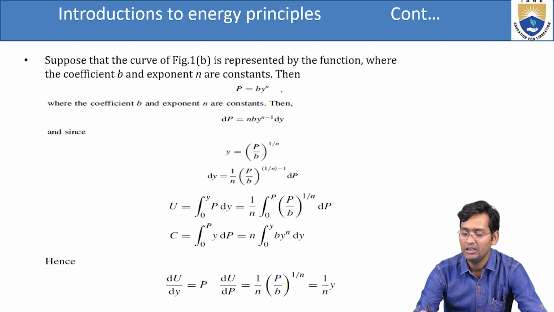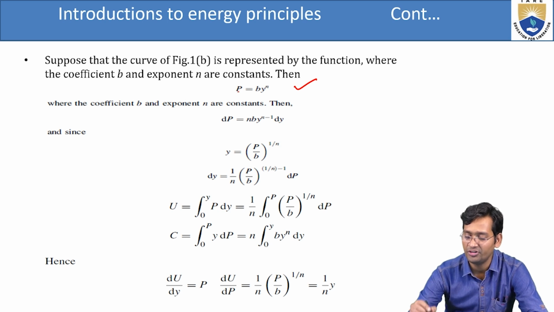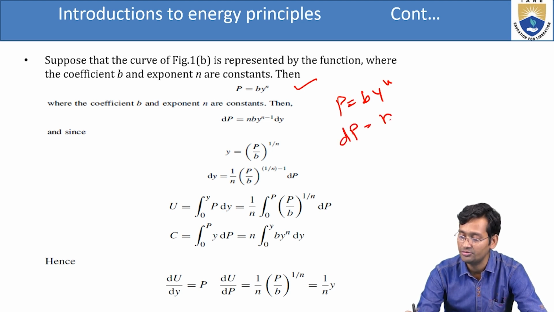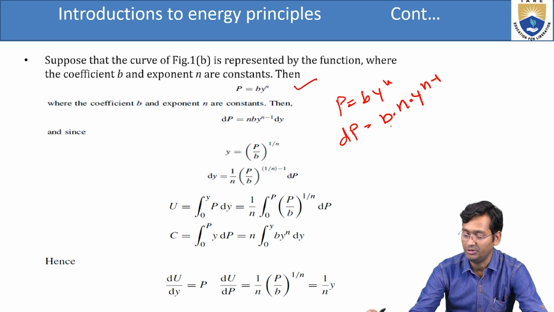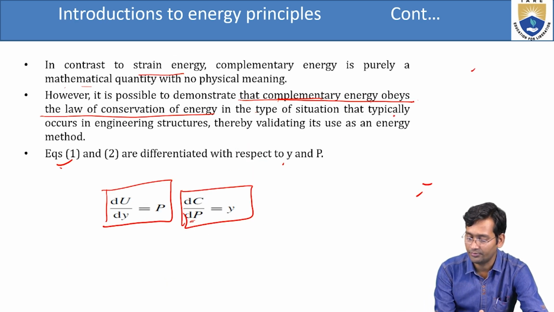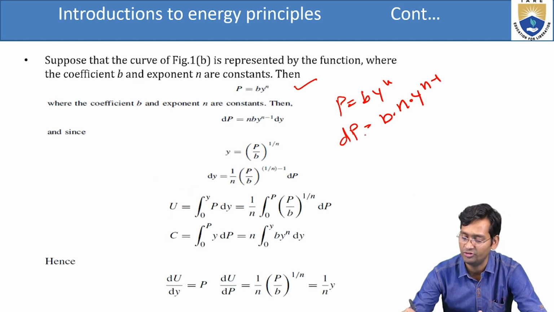So p equals b y to the power n. Differentiate this. After differentiating, what do we get? dp equals b, which is constant, times the derivative of y to the power n, which is n y to the power n minus 1. So this will be dp. We can substitute it later. So now this is dp.